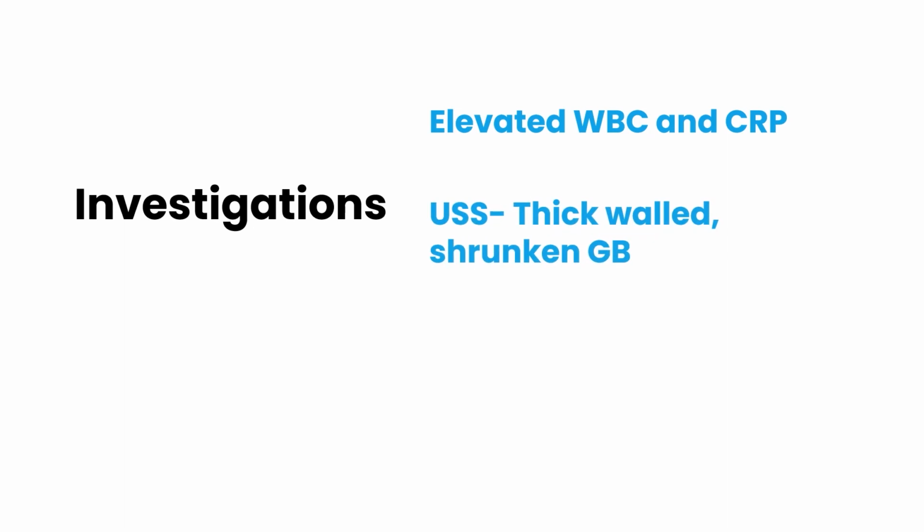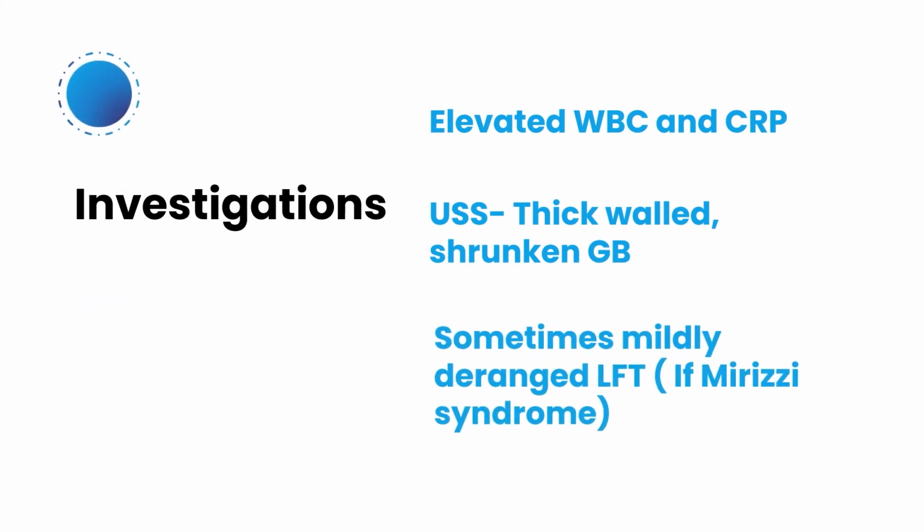Now we see what are the investigations you can do. WBC count is elevated and usually the C-reactive protein is elevated. And in ultrasound scan you can find a thick wall and shrunken gallbladder. And sometimes there can be a mild derangement of the liver function test, because if the gallstone goes and impacts in the common bile duct, that can lead to Mirizzi syndrome and that can create alterations in your liver function test. So these are the investigations you do.